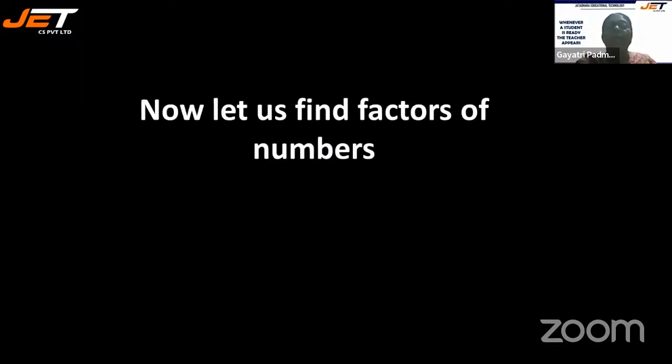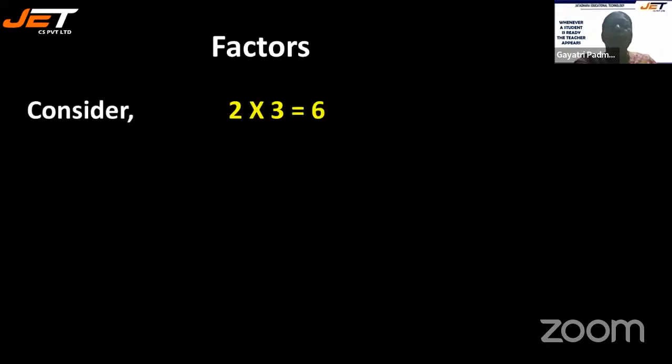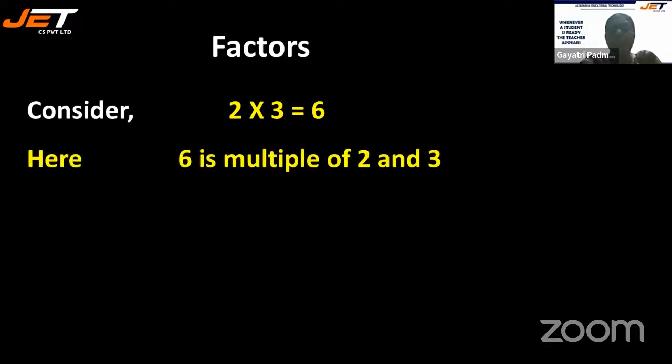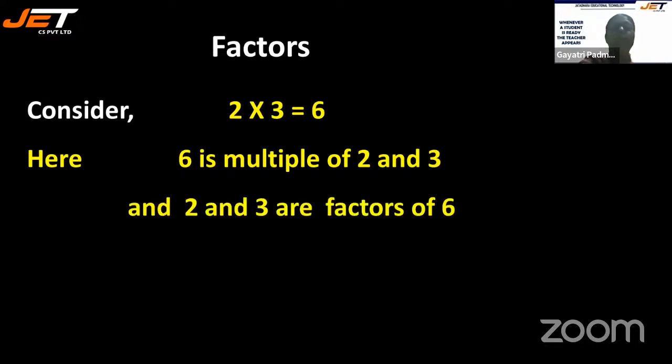All right. Now let us find factors of numbers. Before we go into this, we need to know what factors are. Now we are considering 2 into 3. What is 2 into 3? 6. So here, 6 is a multiple of 2 and 3, and 2 and 3 are the factors. So what are the factors of 6? How do you get the number 6? When you multiply 2 and 3, we get 6. Therefore, 2 and 3 are factors of 6.